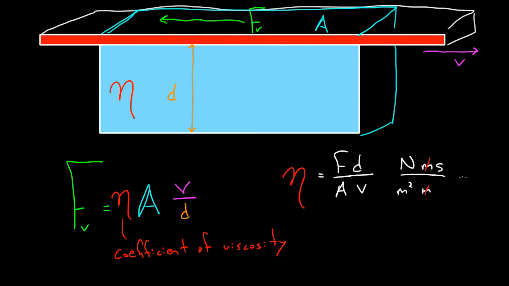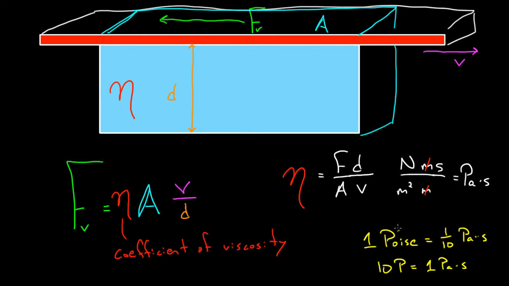But a newton per meter squared is a Pascal. So this is Pascal seconds. So these units are a little strange. But the units of eta, the coefficient of viscosity, is a pressure times a time, Pascal seconds. But some people use the unit poise, and 1 poise is equal to 1/10 of a Pascal second. Or in other words, 10 poise, abbreviated capital P, is 1 Pascal second. And so you'll often hear this unit poise as a measure of viscosity.